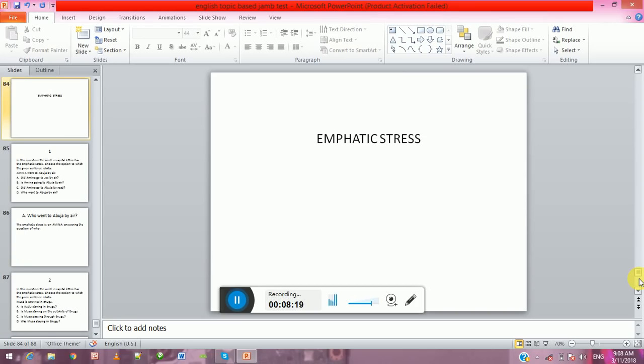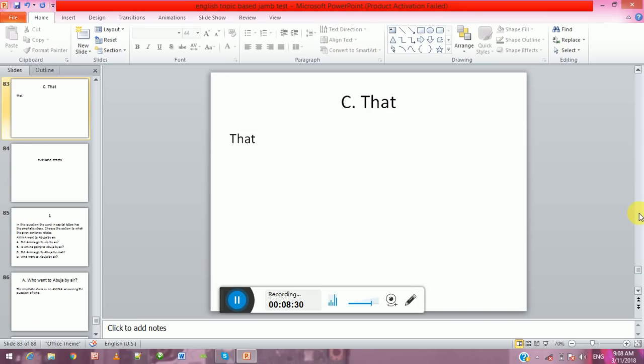So that's where we're going to stop for today. In subsequent classes we'll look at emphatic stress. So we've covered everything in oral English, including vowels, consonants, and rhyme. Those are the three areas you'll be expecting exam questions from in JAMB, WAEC, NECO, and other university exams.